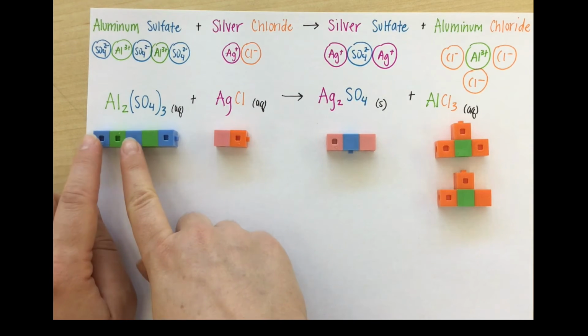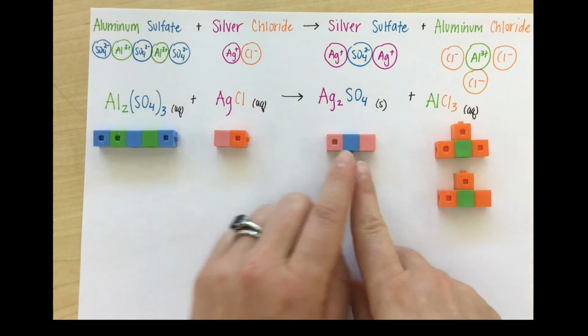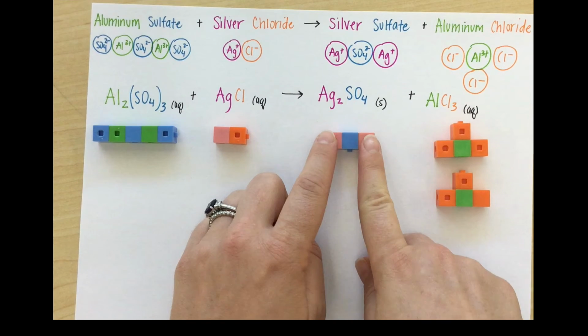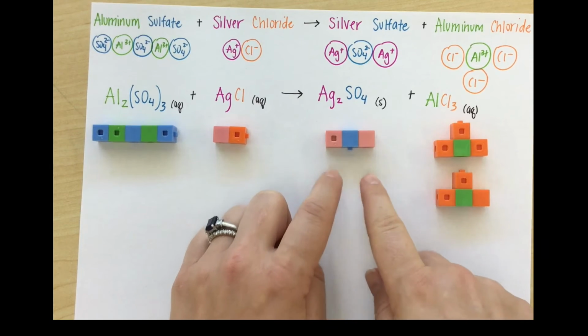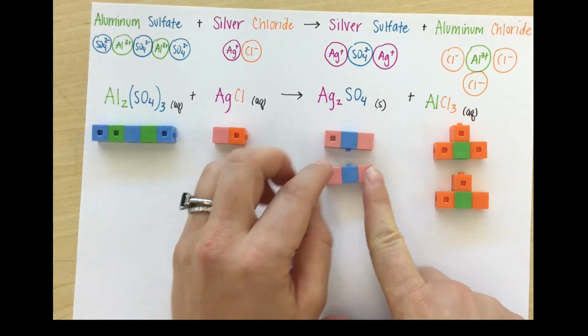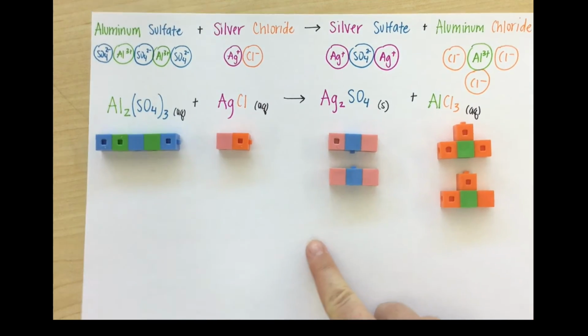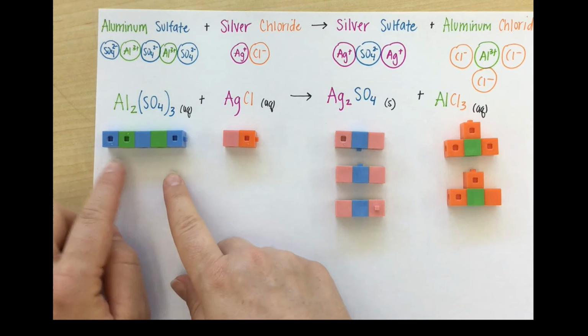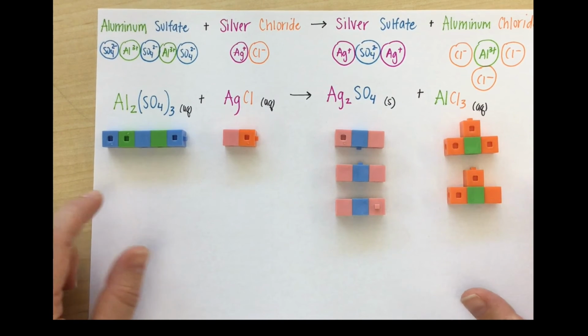So I've got 3 sulfates over here, but I only have 1 here. So that means I need 2 more of this silver sulfate molecule to get me 3. So I've got 1, 2, and 3 now. That gets us 3, and I have 3 over here.